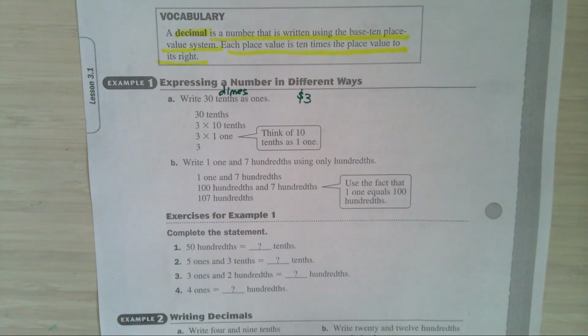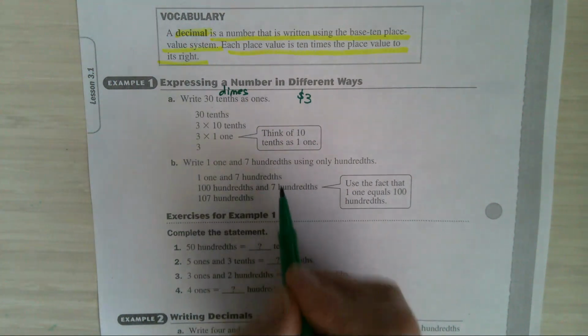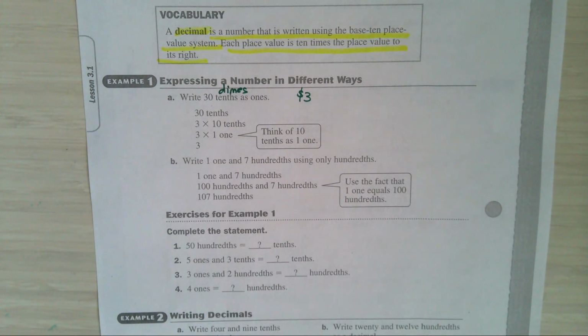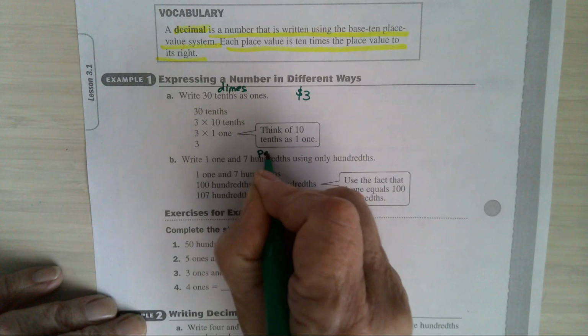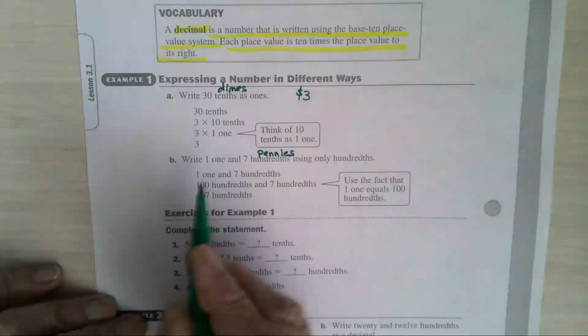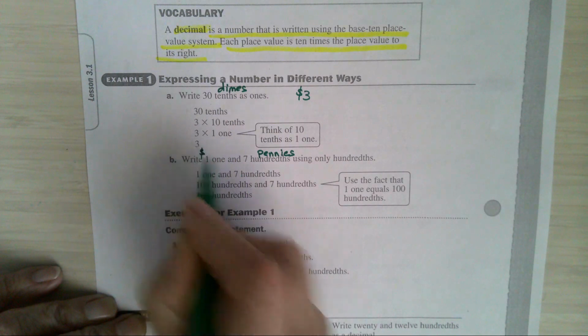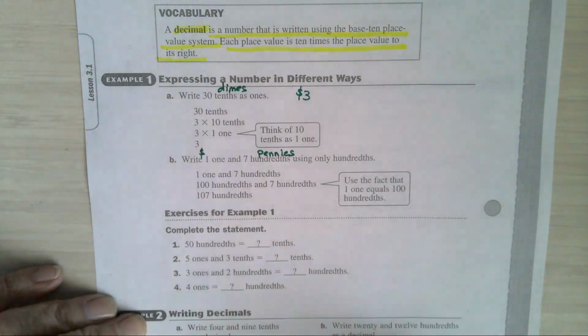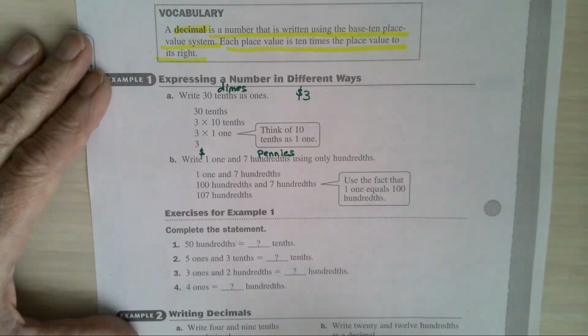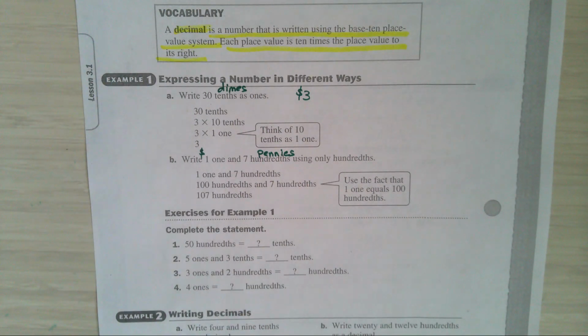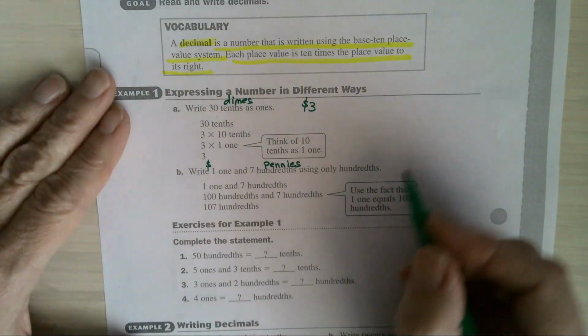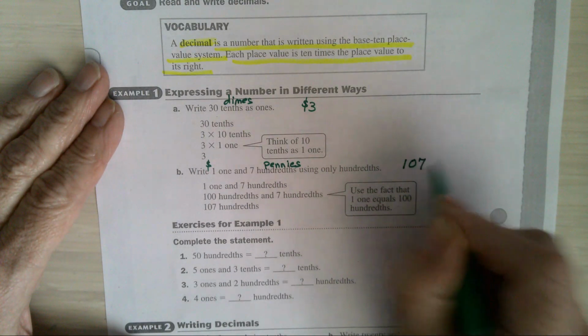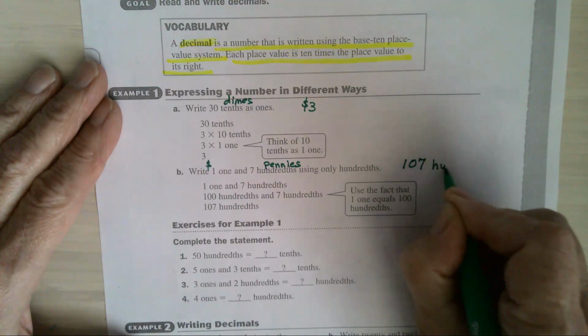Write 1, think of it as $1 and 7 hundredths. What piece of money represents a hundredth? Yes. Cents. Pennies. Write 1, think of 1 as $1, and 7 hundredths using only hundredths. Wow, only hundredths. Well, $1 equals how many pennies? Yes, 100. So 100 plus 7, you would have 107 hundredths, or pennies. Okay?